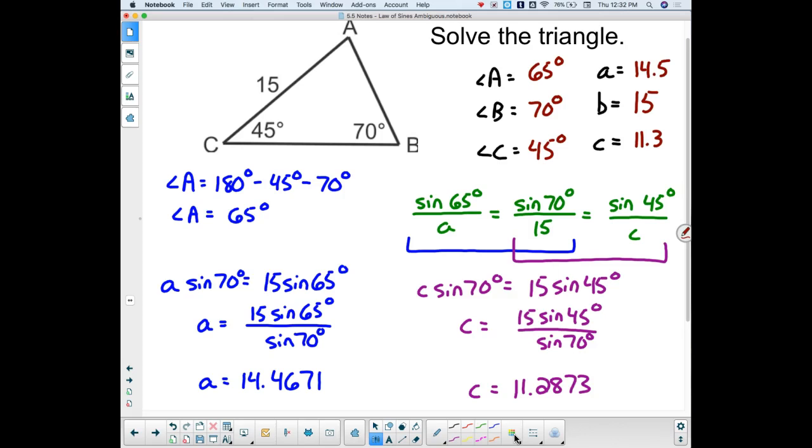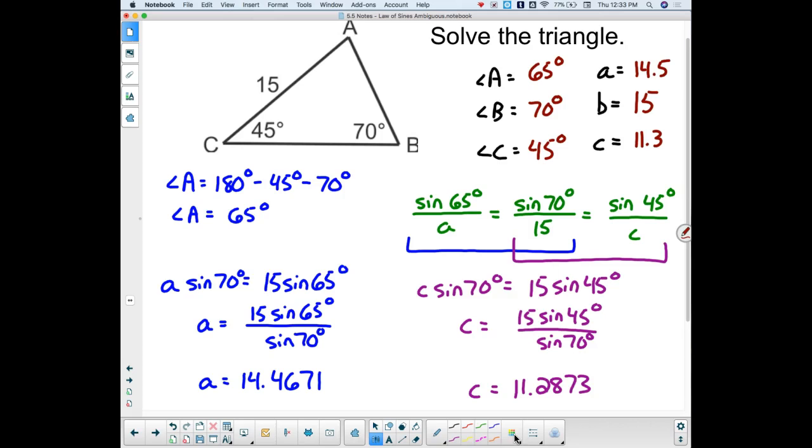Another way to check it is, okay, biggest angle goes with biggest side. Biggest angle goes with longest side. So when we're looking at it, angle B is the biggest angle, so side B had better be the longest side. Angle C is the smallest angle, so side C needs to be the shortest side. Okay? And it works out.